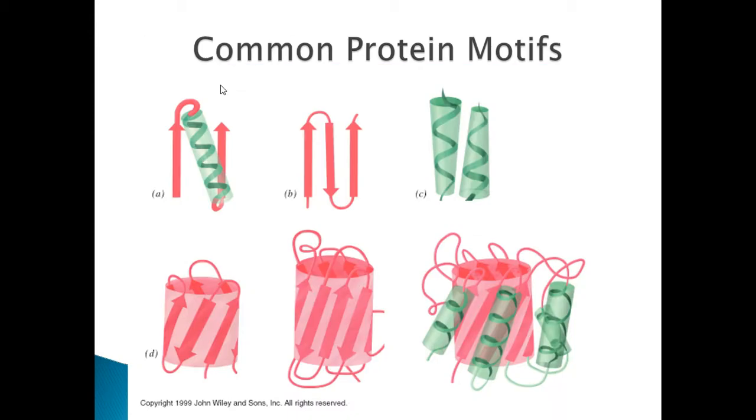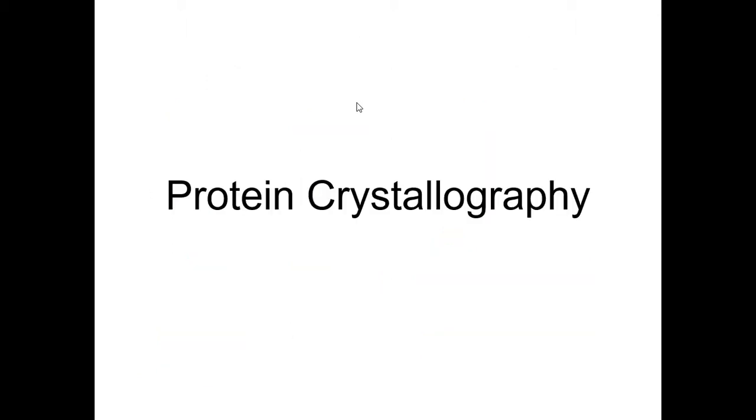These are just some of the common protein motifs. We get what's called a sheet helix sheet. Sometimes you get a helix turn helix, and so those are just some of the different motifs. We really come across these when we get further into protein structure. And then the next piece of this will be protein crystallography, which I will talk about in another video.